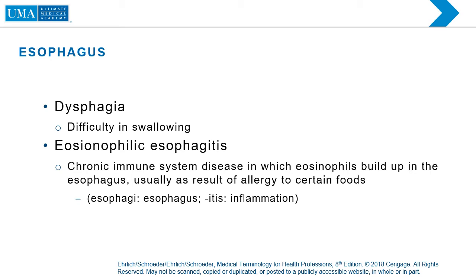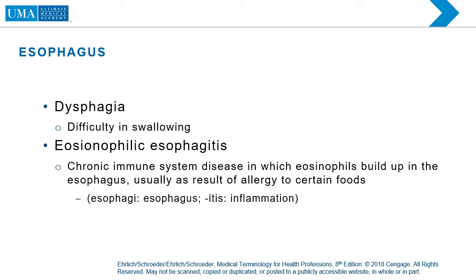Take a look at the next disease or disorder. This would be eosinophilic esophagitis. What do we see? This would be a chronic immune system disease in which a type of white blood cell, or we can call those our leukocytes, we call those eosinophils. And these eosinophils begin to build up within the esophagus. Usually this will occur as a result of an allergy to certain foods.